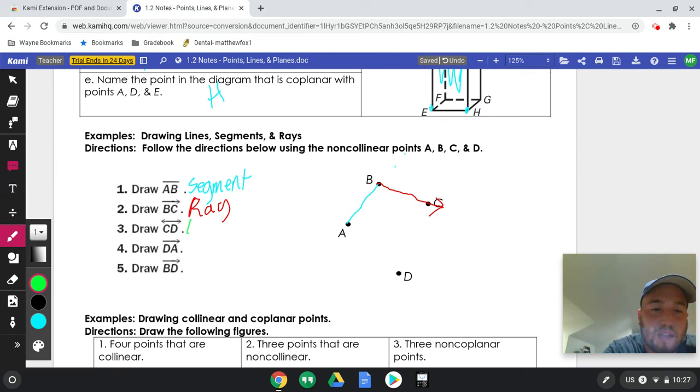Okay, so our next one, CD here. This one is known as a line because it has 2 arrows. It continues in 2 directions. It goes through C and D, and it extends in both directions forever.